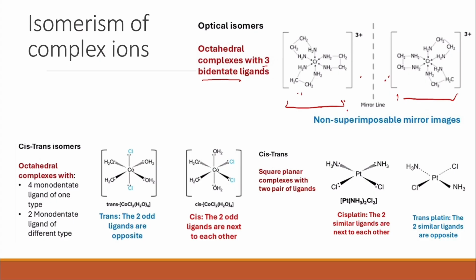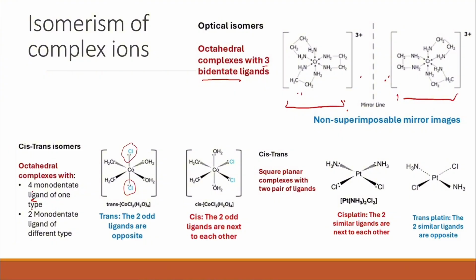There are two cases for the cis and trans isomers. The first one is with octahedral complexes when they have four monodentate ligands of one type and two monodentate ligands of a different type. In this case, we can have a trans isomer, where the two ligands which are the odd ones, or the different ones, are opposite to each other.